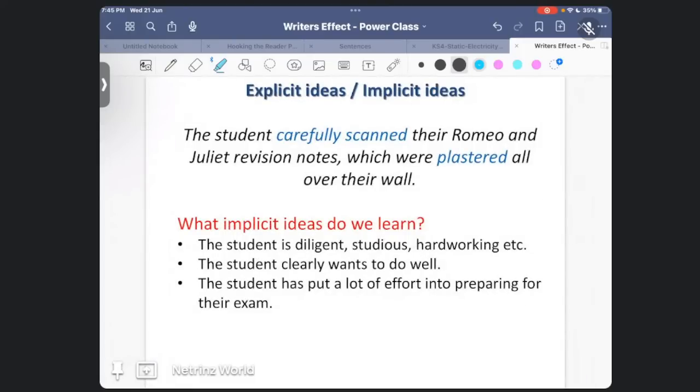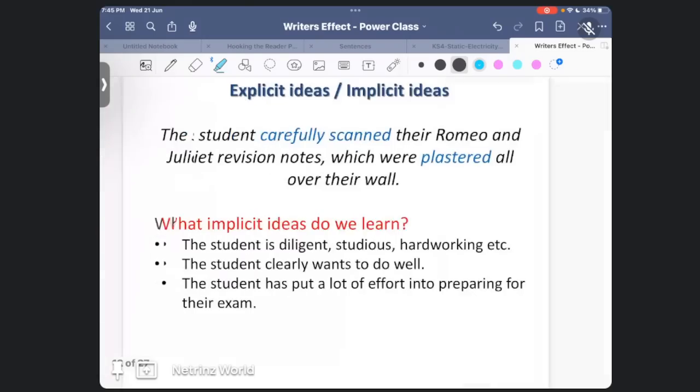Okay, what are the implicit ideas over here? The student carefully scanned. Carefully scanned means they are diligent, studious, hardworking, or sincere. Which were plastered all over. Plastered means they really wanted to do well, and they have put in a lot of effort into preparing for their exam. So these are implicit ideas given out by this sentence, which are not directly stated, but using the words carefully scanned and plastered, that is what the writer is trying to imply.